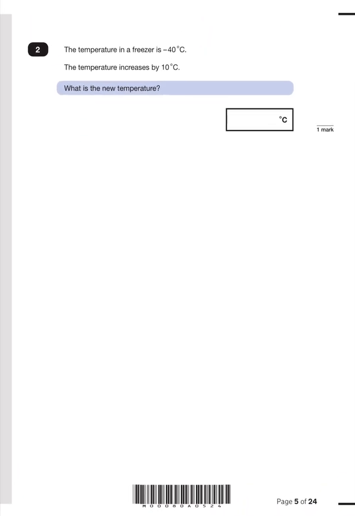Number 2, the temperature in a freezer is negative 40 degrees Celsius. The temperature increases by 10 degrees Celsius. What is the new temperature? Negative 40 plus 10, negative 30.